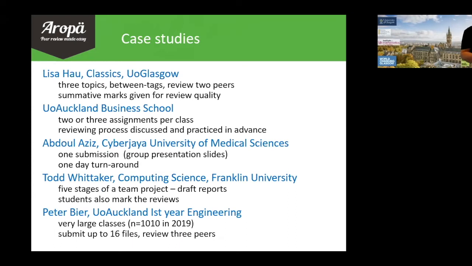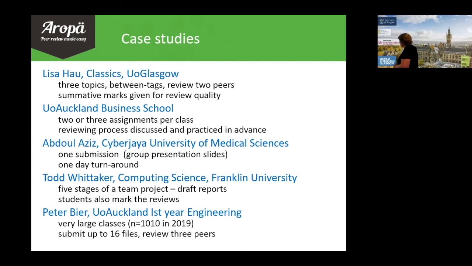So just a few case studies. Elisa in classics gives her students 3 topics and they each write an essay on a topic. She uses between tags so that students are always marking peers who have written on a different topic, and they review 2 peers. Then she looks at the review quality. The quality of the reviews that the students write are marked, and they get summative marks that count towards their final grade for the quality of the reviews that they write.